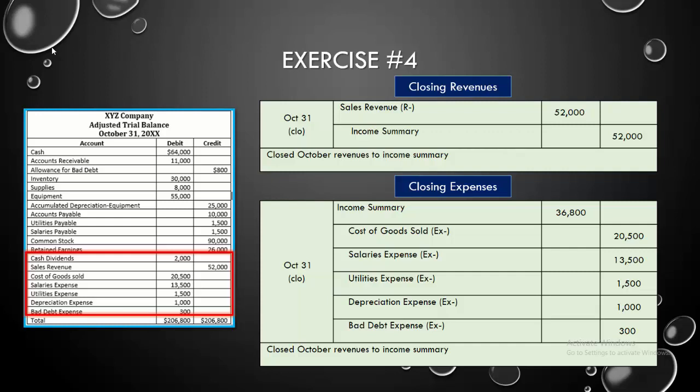So we're going to debit income summary for an amount equal to our total expenses. In this case, we have 5 expenses: cost of goods sold, salaries expense, utilities expense, depreciation expense, and bad debt expense. To reduce them all to zero, we're going to credit them for whatever their respective debit balance is in our second closing entry, which is our entry to close expenses for October.